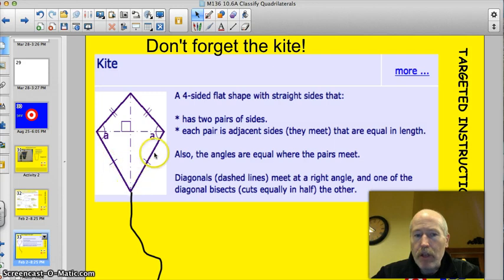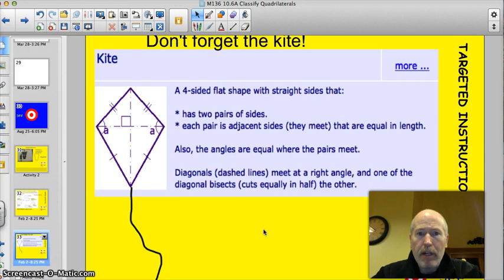See the one tick showing that these two are congruent and these two are congruent. So that's called a kite. And again, here is just mentioning that these diagonals, the dashed lines, meet at a right angle, and one of the diagonals bisects it. Kind of cool, huh? How they meet at the right angle in the middle, but they're bisecting it.